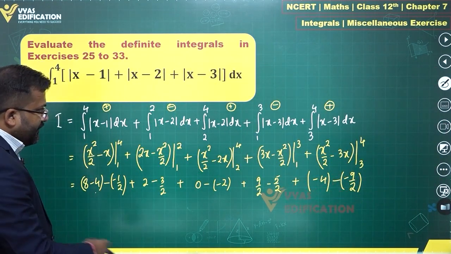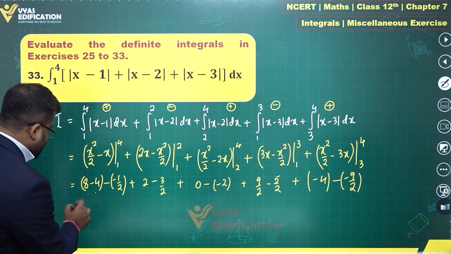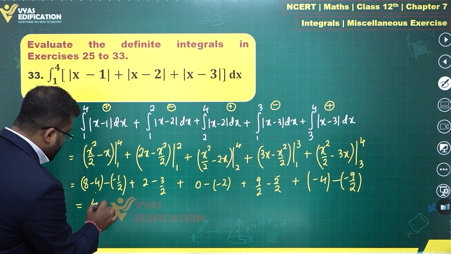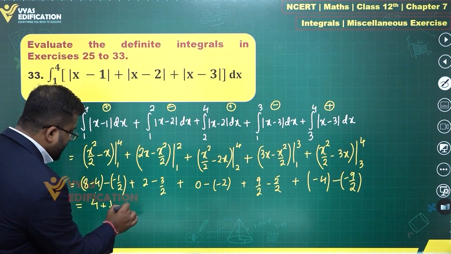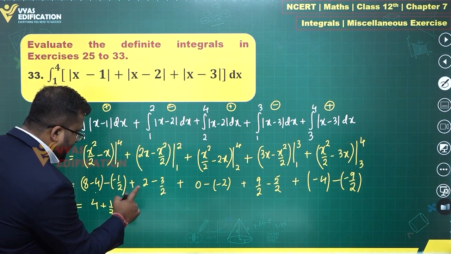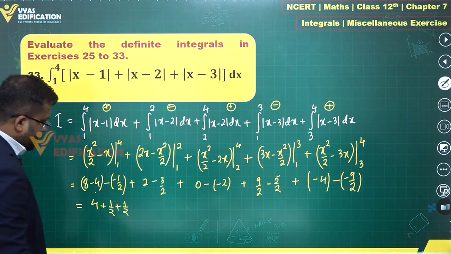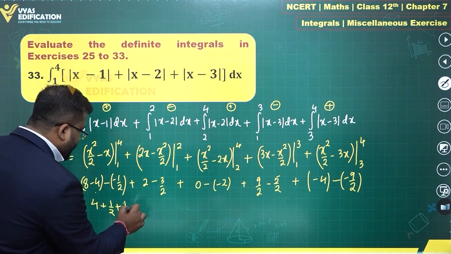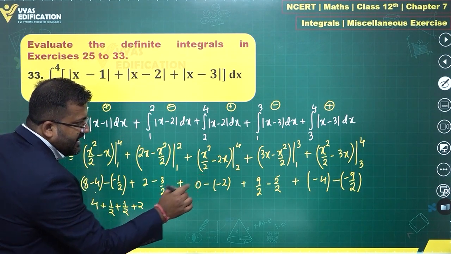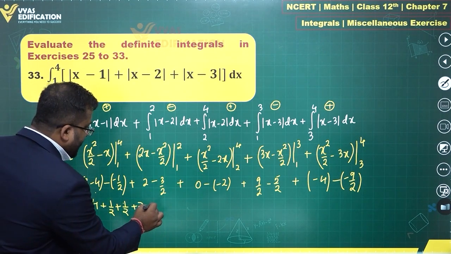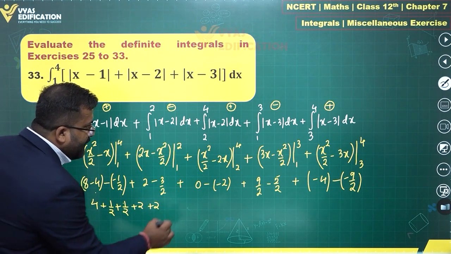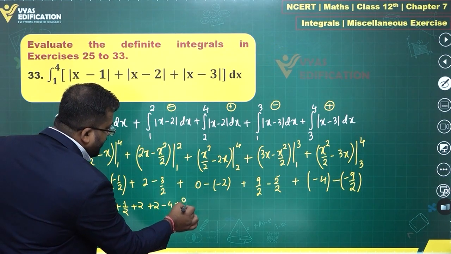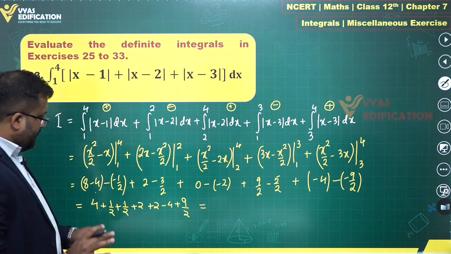Let's take a look at that. So first, let's simplify these terms. First of all, this is 4 plus 1 by 2 plus 2 minus 3 by 2. Can I write it as 1 by 2? Yes. 2 minus 3 by 2, this is 1 by 2. This is plus 2. That 9 minus 5 will be 4 by 2, will be again 2. Then you have minus 4 and plus 9 by 2. Yes. This is what you have.